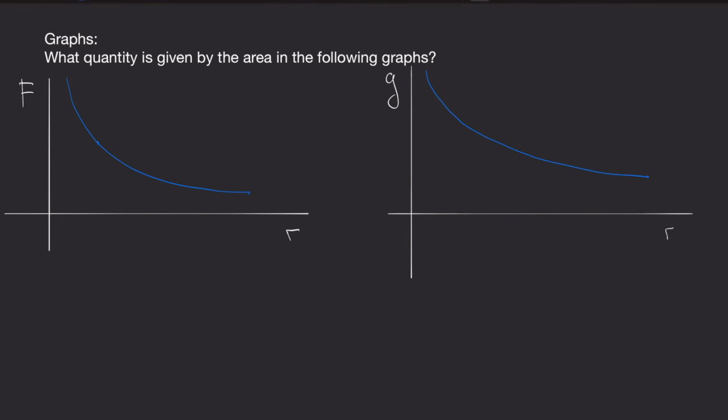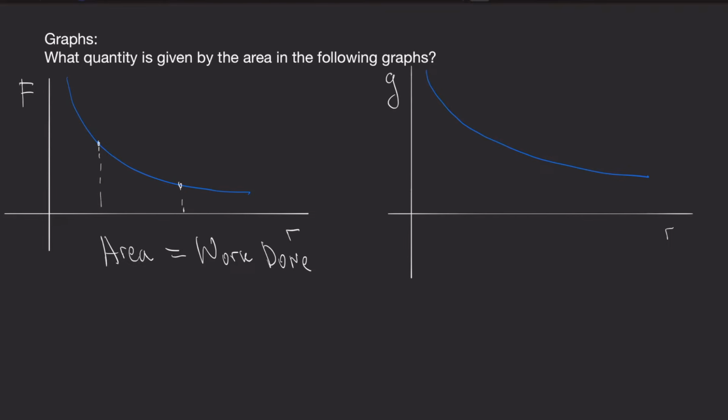Next one, what quantity is given by the area in the following graphs? So first we have a graph of force against distance. Well, no matter what type of force, be it gravitational, be it mechanical, or any other type of force, the area underneath the graph between 2 points will be given by the work done. In this particular case, it will be the work done to go from here to here in a gravitational field.